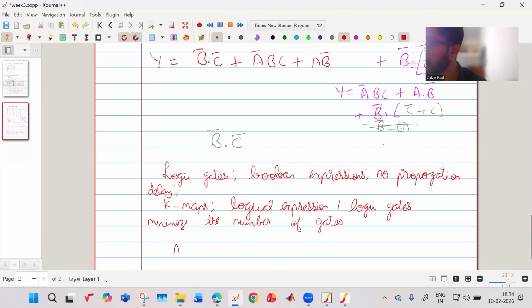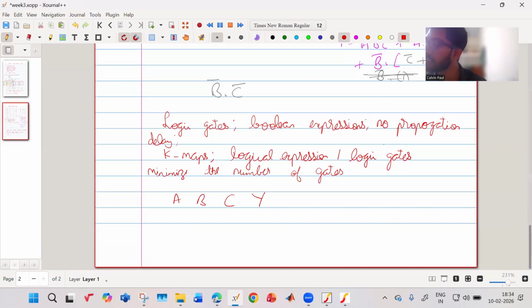Till now, we have A, B, C, and we have an output Y. But what if, instead of just having Y, you have Y1, Y2, Y3, etc.? You have an output Y1, an output Y2, an output Y3. Then how do you deal with such an issue? You have to do what is known as optimization.